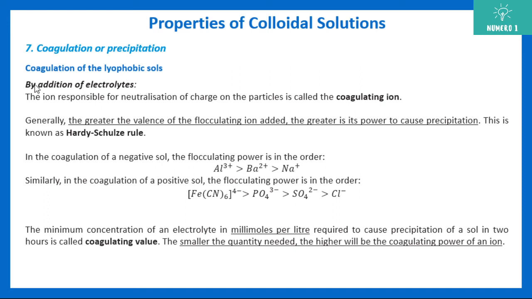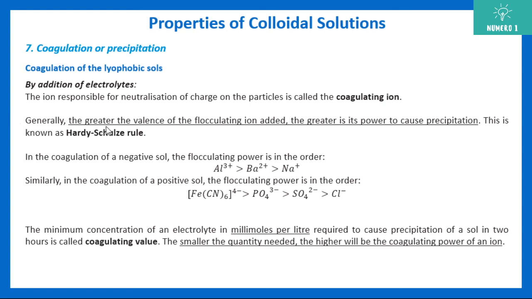We know that our sol particles, or colloidal particles, are charged. For example, if your colloidal particle is positively charged and you give negative charge to it, what will happen? They will neutralize each other and then coagulation will happen. So the ion responsible for neutralization of charge on the particle is called the coagulating ion. If the sol is positively charged, we give negative ions to neutralize. If the sol is negatively charged, we add positively charged ions.